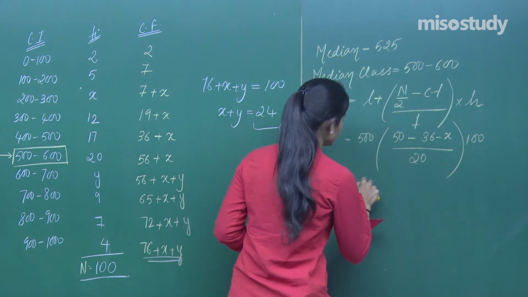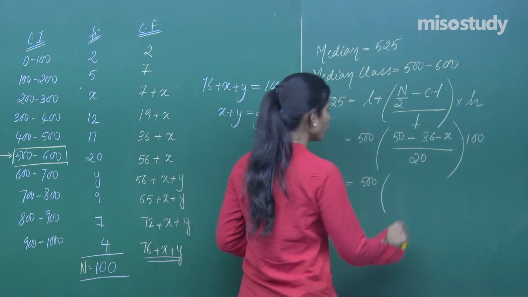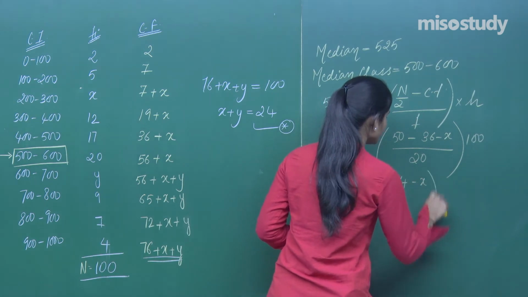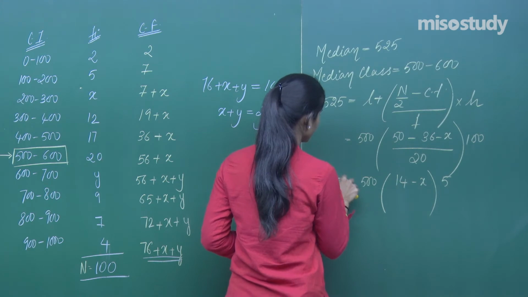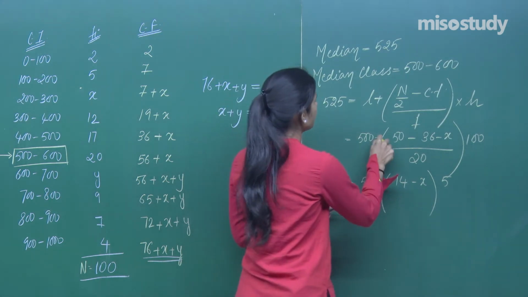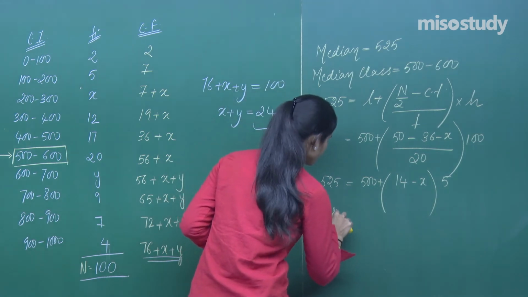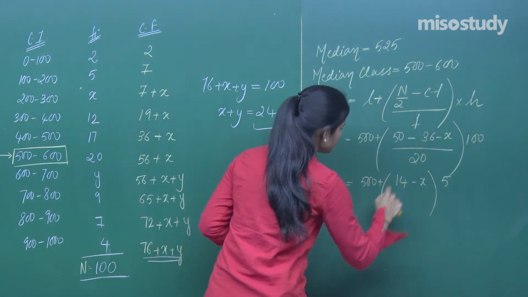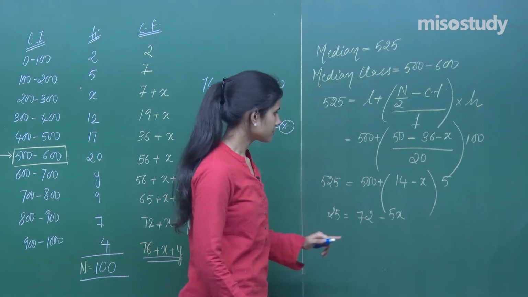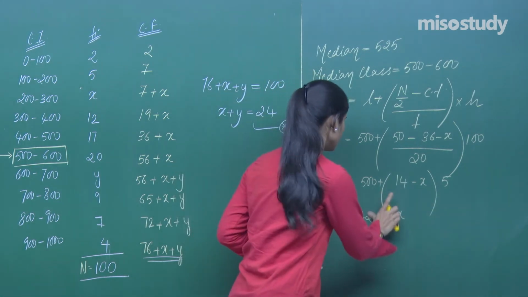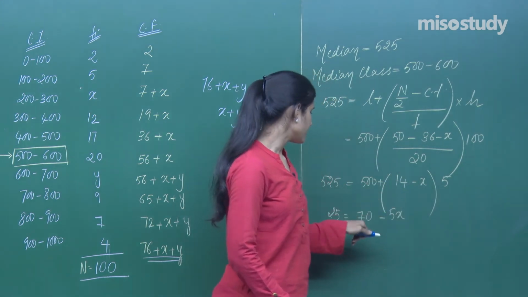This gives you what? This is 500. 50 minus 36 is 14, so this gives you 14 minus x, and this is into 5, and this is 525, right? This is plus. 525 minus 500 is 25. 25 equals 72 minus 5x, because 5 into 4 is 20, and 5 into 1 is 5 plus 2, 7.